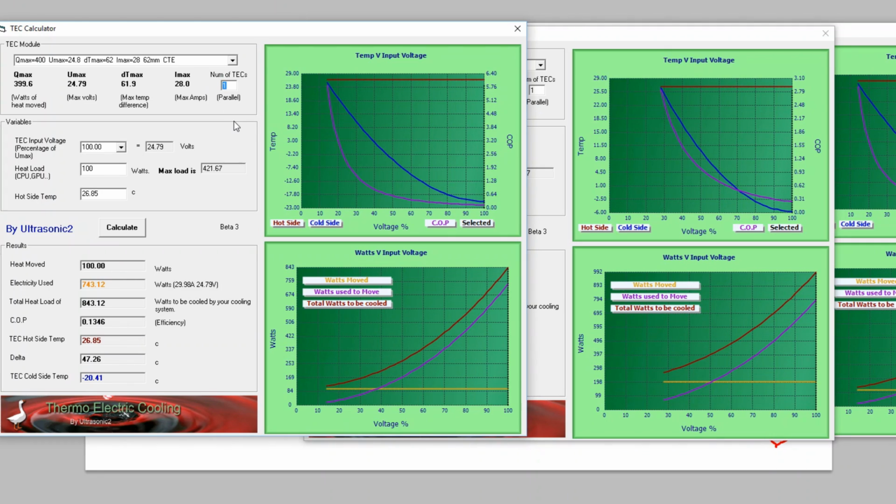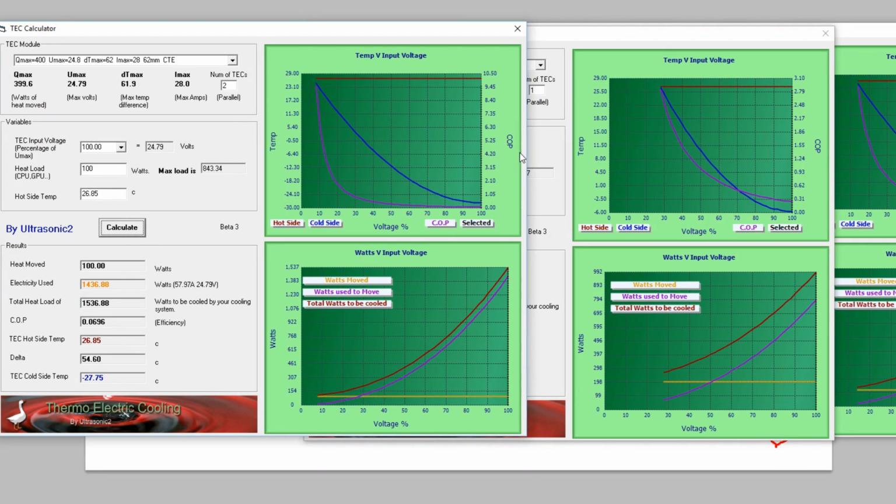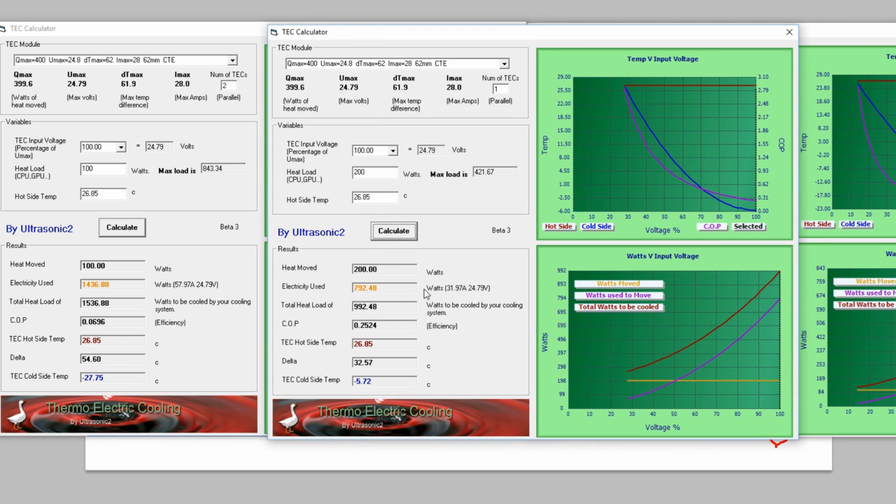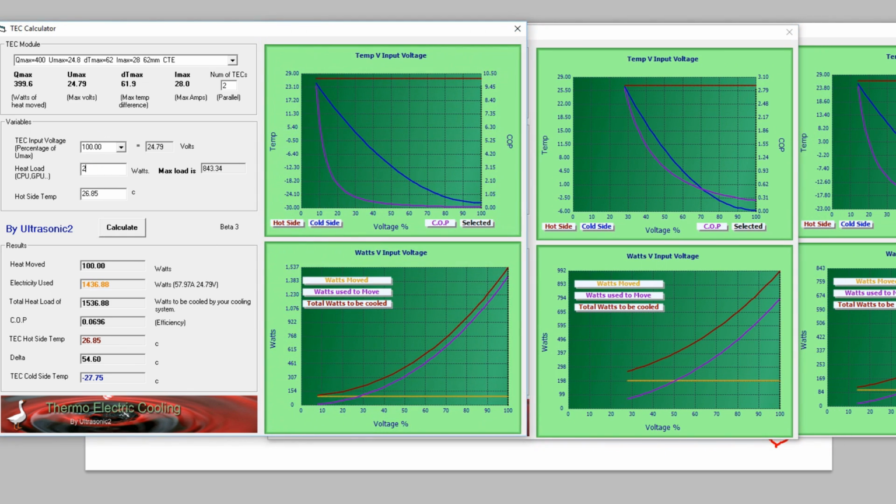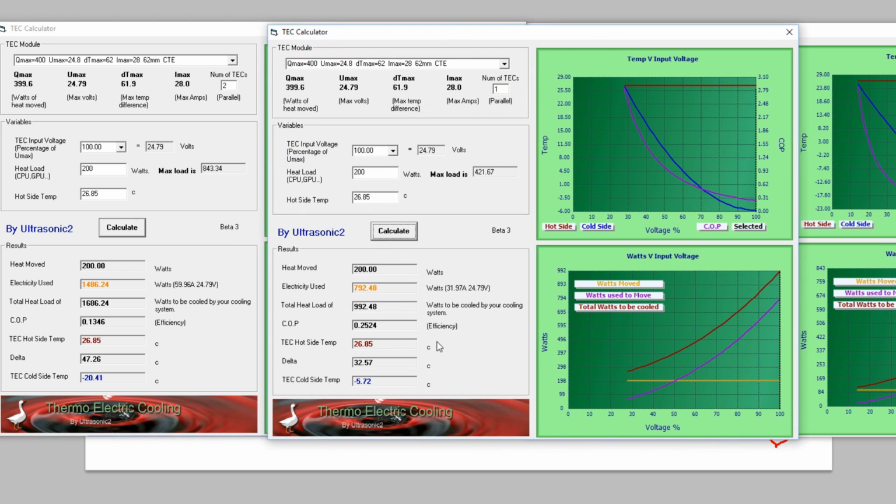If we turn that into two, right. So we've now got, this one's got two TECs, this one's got one, and you can see that the watts moved is the same, but the power used is significantly higher on two TECs than one. However, we are getting a better delta. So it really does depend on when's the best to use it.